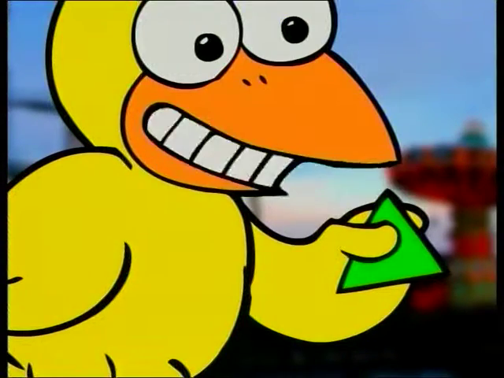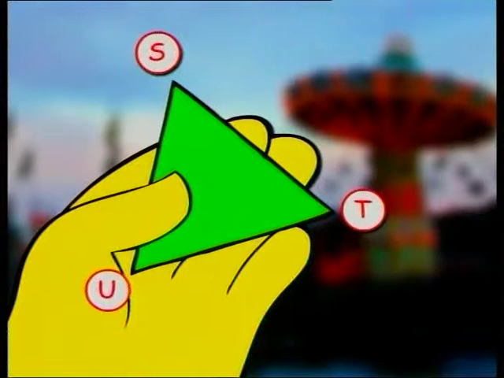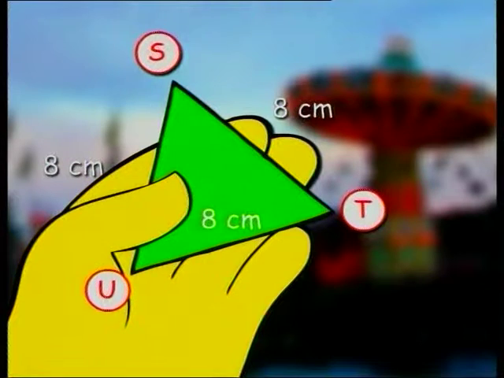Look! This card is triangular in shape. Let me show you how to measure the perimeter. Okay, this triangle has 3 sides. Sides S, T, and U. The length of S to T is 8 centimeters. T to U is 8 centimeters, while U to S is 8 centimeters.